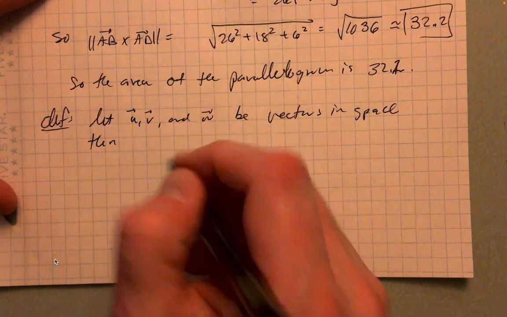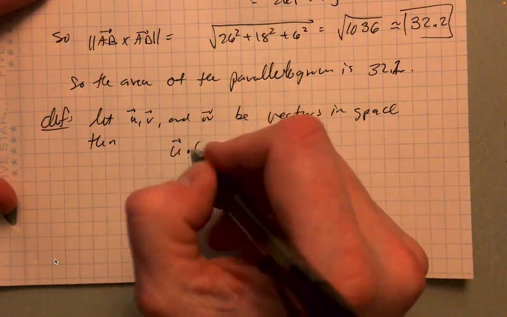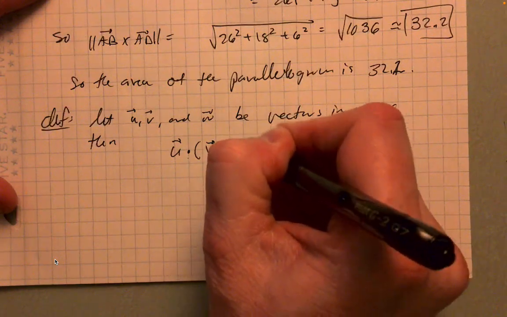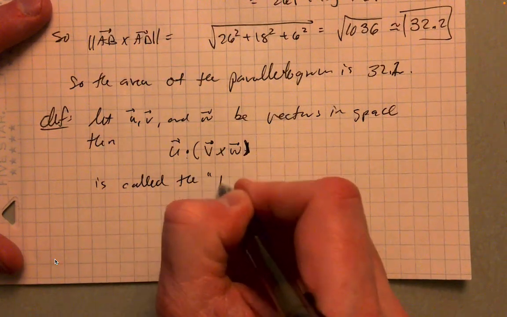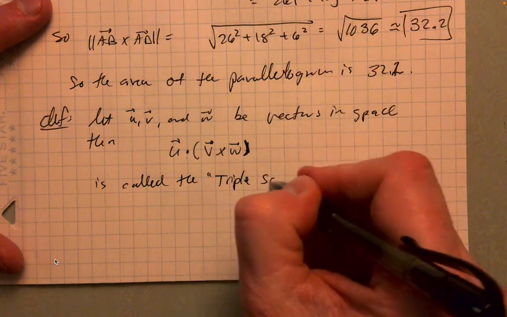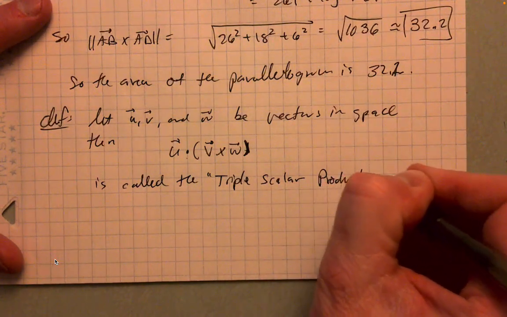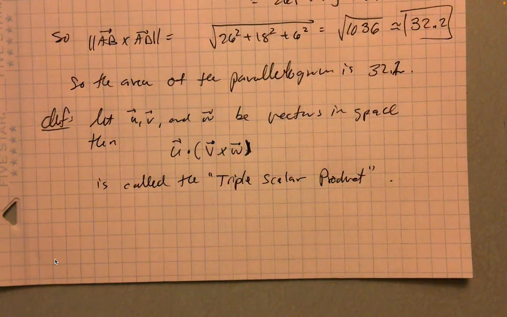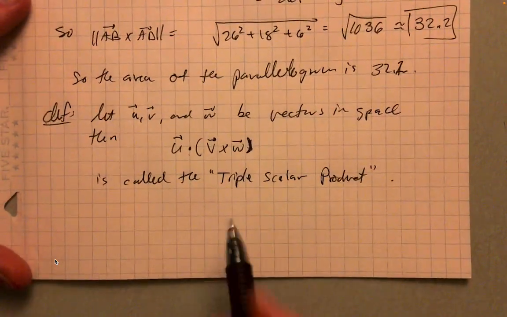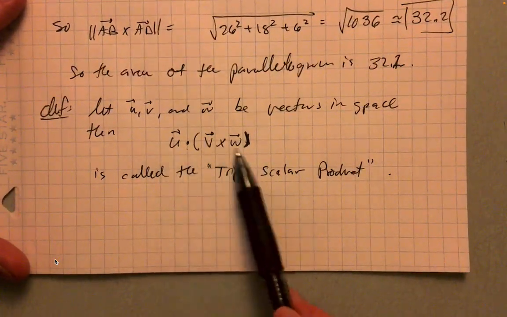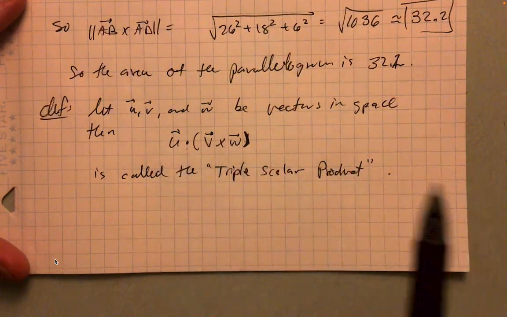Then U dot V cross W is called the triple scalar product. Okay, this is called the triple scalar product. And there's a couple ways to find this. I mean, you can do it just by finding V cross W and then dotting it against U. That's fine. There's also some clever ways to do it. There's a clever way to do it.